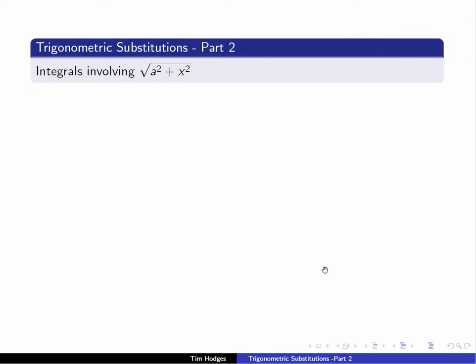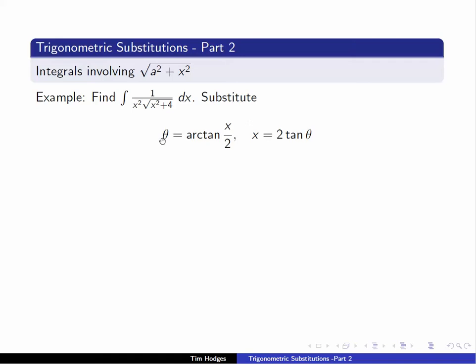Okay, so let's see how we use these identities to perform some useful trigonometric substitutions. Let's start off with the case where we have an integral involving the square root of a squared plus x squared. And let's just do an example. So let's try to find the integral of 1 over x squared times root x squared plus 4. So what we're going to do is make the substitution theta equals arctan x over 2. And this is because this then gives us that x equals 2 tan theta, which enables us to simplify this square root.